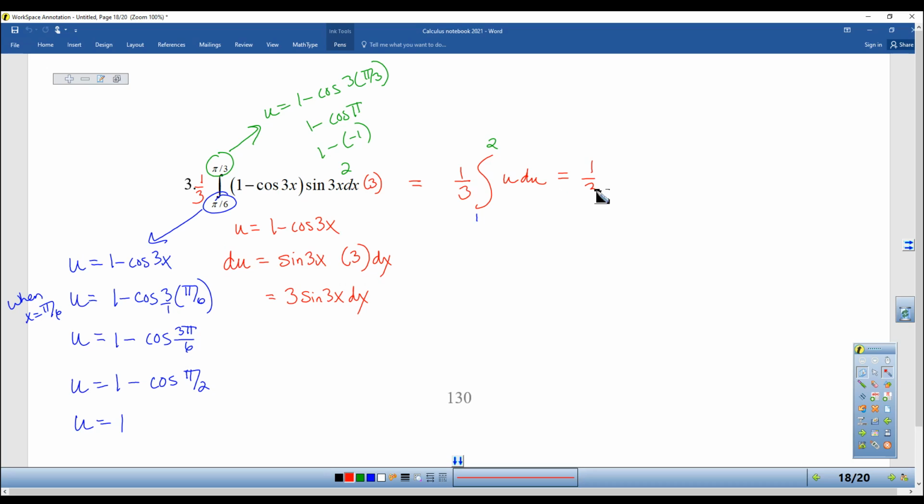The 1/3 is a constant, so it stays. The integral of u is just u squared over 2. I can simplify that a little bit by doing numerator times numerator and denominator times denominator. I add my bar, and I don't need to go back to the original since I found new limits of integration. 2 squared is 4, and 1 squared is 1. That gives me 3/6 for a final answer of 1/2.